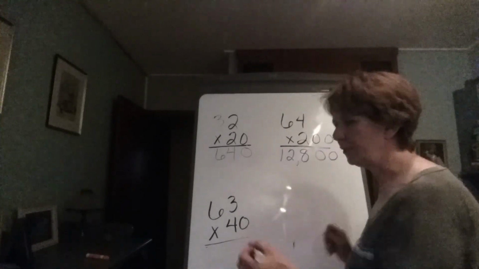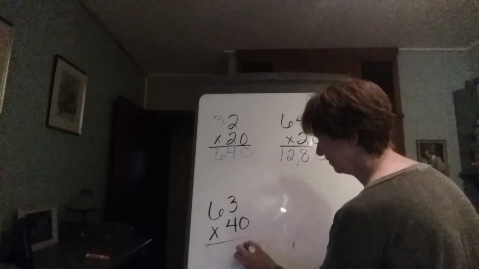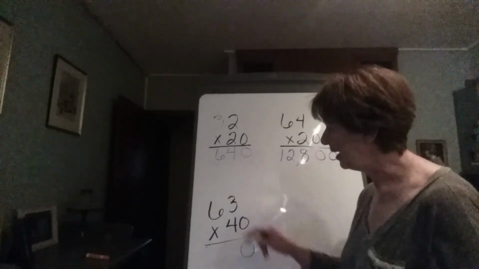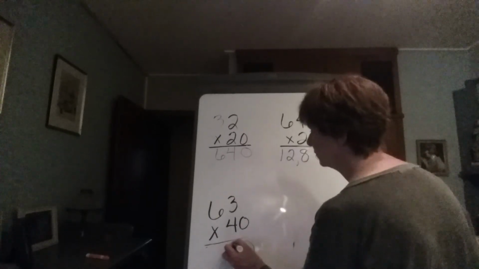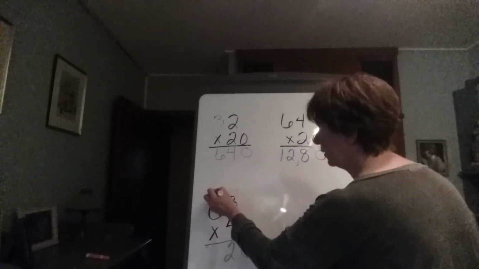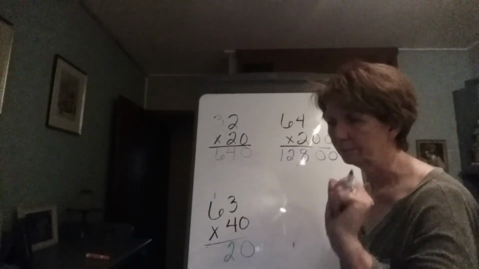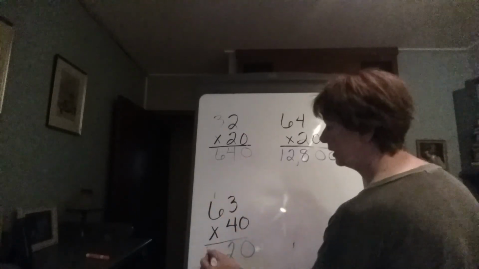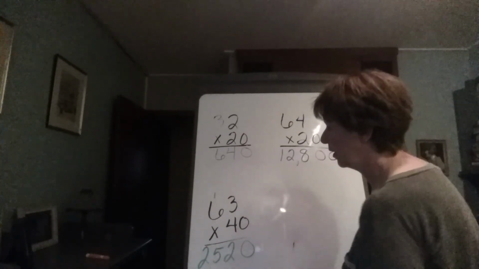All right, so the first thing you did was drop your 0. Now, 3 times 4, did you get 12? Good. Don't forget to carry your 1. 6 times 4, plus 1 is 25. All right.